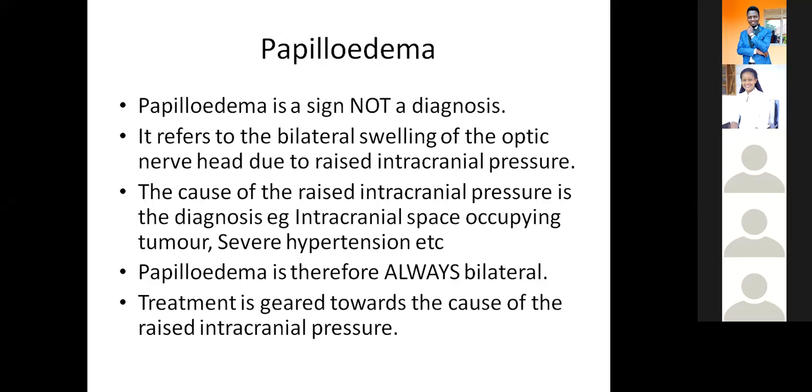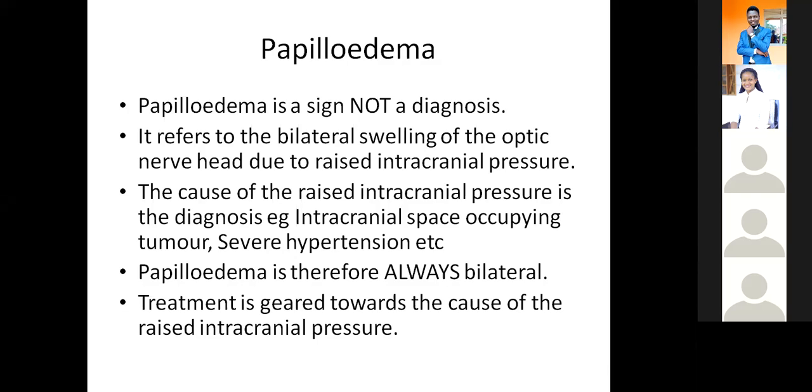The second abnormality of the optic nerve is papilloedema. Papilloedema is actually not a diagnosis. It is just a clinical sign. The diagnosis of the underlying cause of papilloedema is what you need to find. So you don't need to get excited when you see a patient with papilloedema, because there is a bigger underlying problem behind that. It simply refers to the bilateral swelling of the optic nerve head due to raised intracranial pressure.